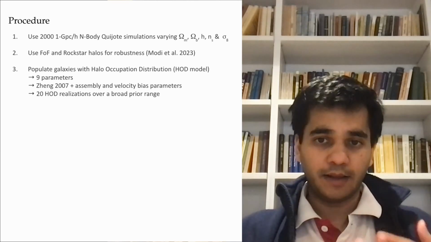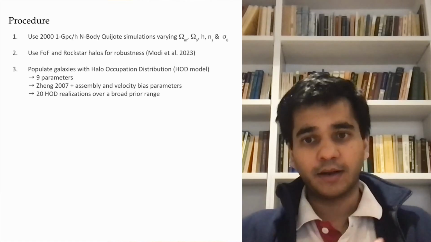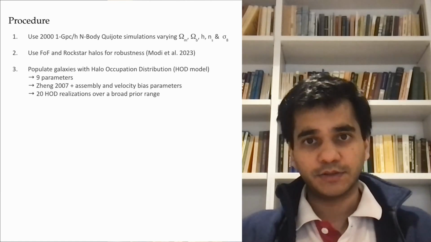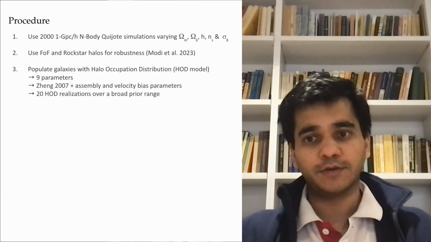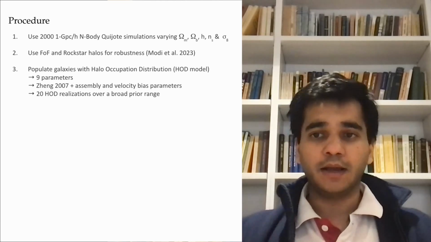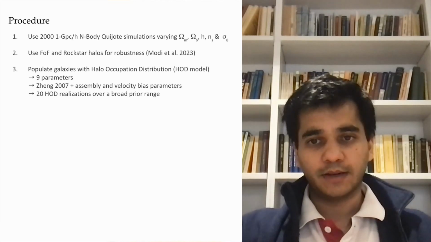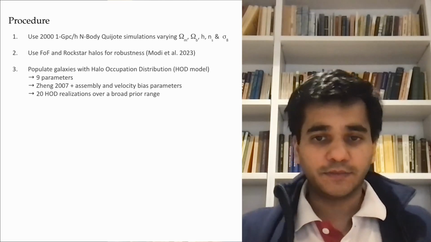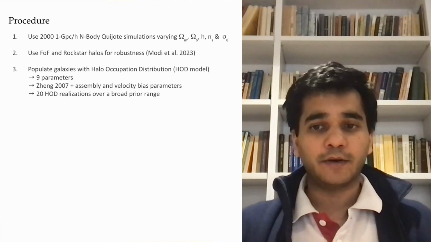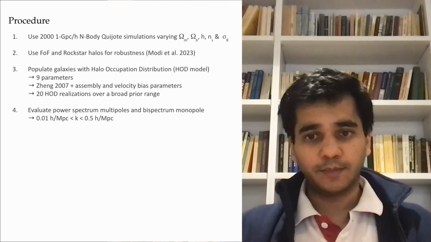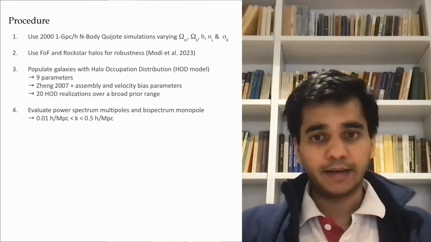For every halo catalog, we'll generate 20 independent HOD realizations by sampling these HOD parameters over a broad prior range, and during inference, we'll infer both the cosmology parameters and the HOD parameters simultaneously. Then for each of these galaxy catalogs, we evaluate the power spectrum multipoles and the bispectrum multipoles. This will be our data vector.